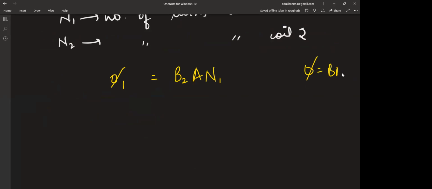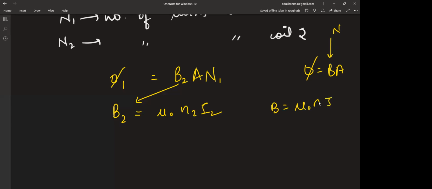Phi is equal to BA. Here number of turns are mentioned, so we'll multiply it by the number of turns. So this is it. When we write magnetic field for the second one, because we have to find out the value of B2, B2 can be written as mu naught N2 I2. Why? Because the formula for magnetic field of a solenoid is B is equal to mu naught Ni. This is the formula, right?